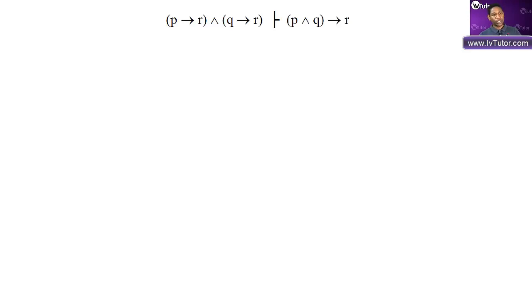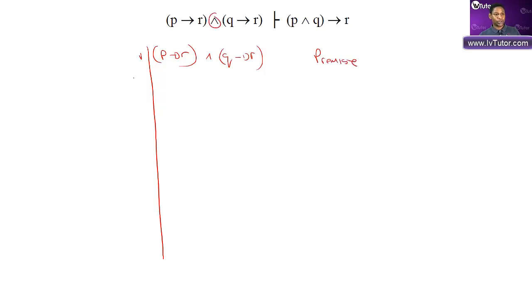Okay. So we have our premise, P implies R and Q implies R. That's a premise. We've got a conjunction. It's easy. We can split these two. Number two, we can have P implies R, and that will be conjunction elimination on the first one on number one. Then number three, we have Q implies R, conjunction elimination on the second one on number one.